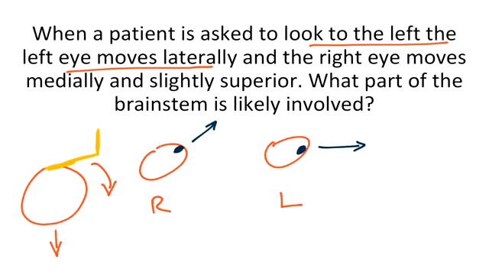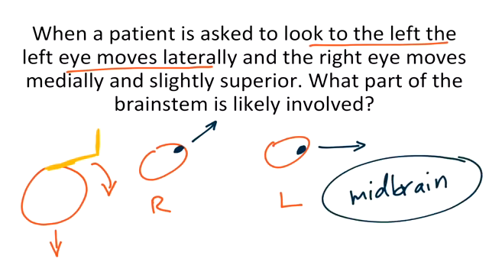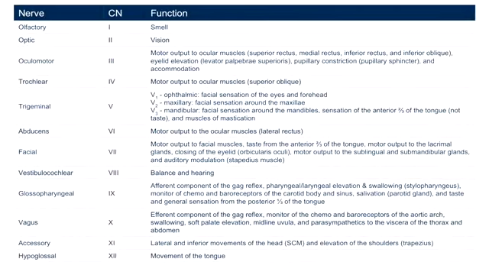brainstem is likely involved. In order to get this question right, we need to recall that cranial nerves 3 and 4 emanate from the midbrain. So in this case, the midbrain is likely involved. Again, this is table 8.1 from your text, which tells us that the trochlear nerve provides motor output to the superior oblique muscle.